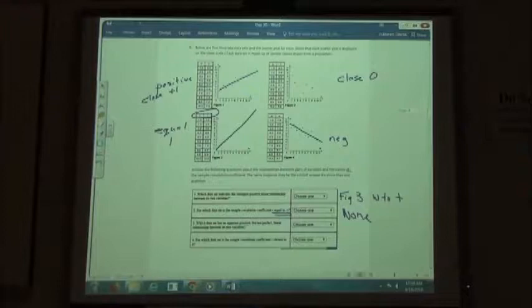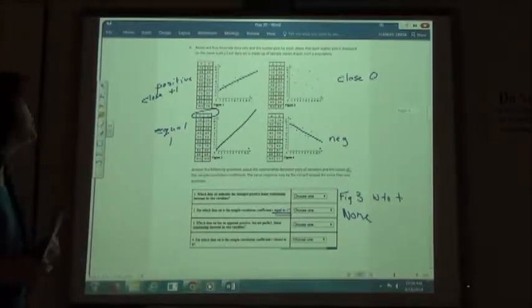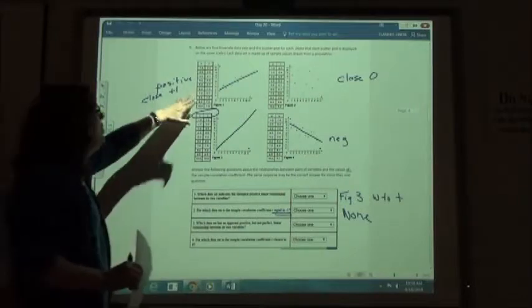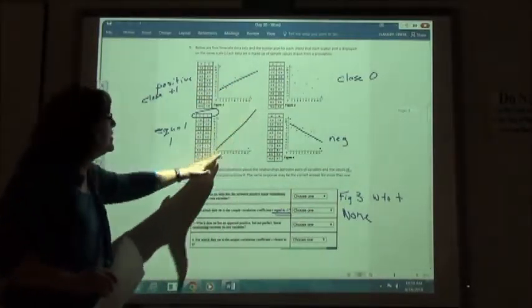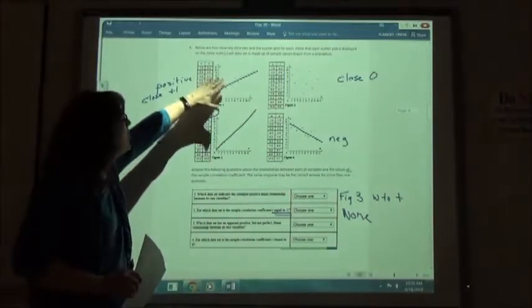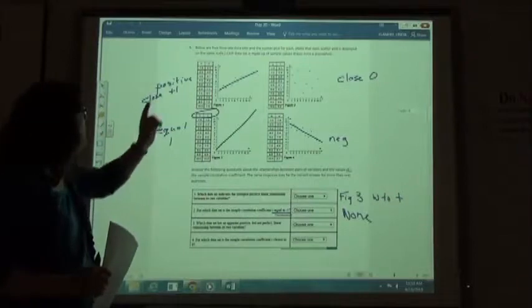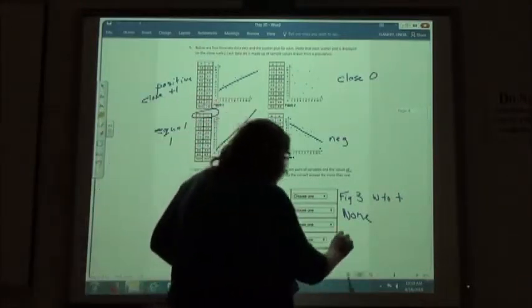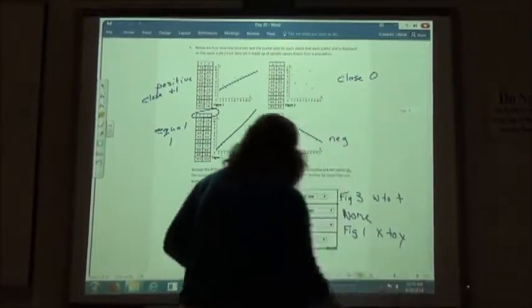Which data set has an apparent positive but not perfect linear relationship between my two variables? So in this case, here's the one that's positive, but it's not perfect because it's not exactly equal to 1. It's close, but it's scattered around. So which one has a positive but not perfect? Figure 1, which is x to y.